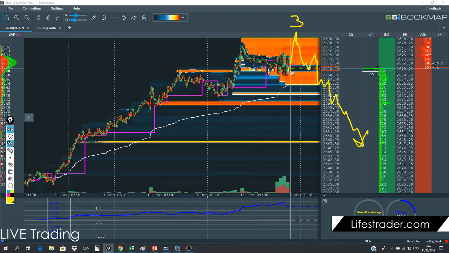The fourth scenario, the second scenario for short, is a push below 2660, an attempt to go higher back into the range, failure, and then short as well to the 2630. That's scenario number 4.